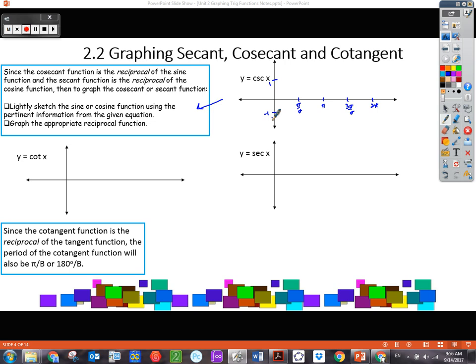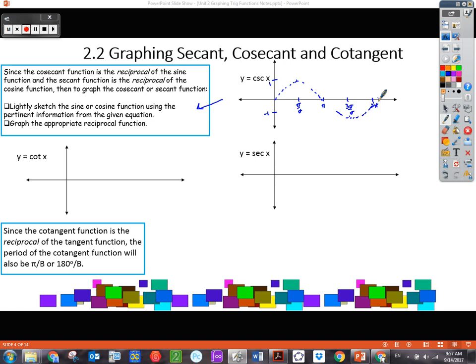So what I like to do is a little shadow graph of sine, and I'll show you why in just a moment. We know that sine starts at the origin, right, and it comes up like this, then down. So I just do a little dotted line, because it is tremendously helpful for me in determining where everything goes. I have a little dotted line of sine because, of course, that's the reciprocal of cosecant.